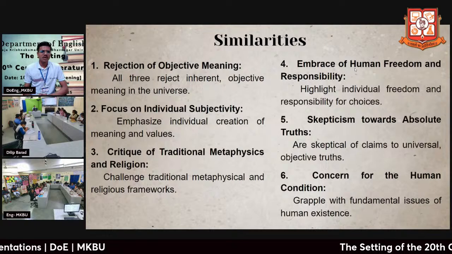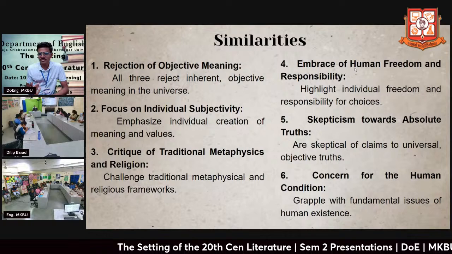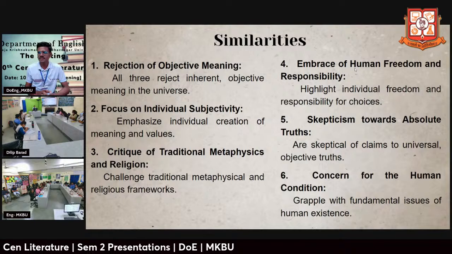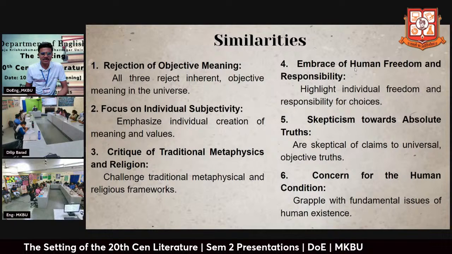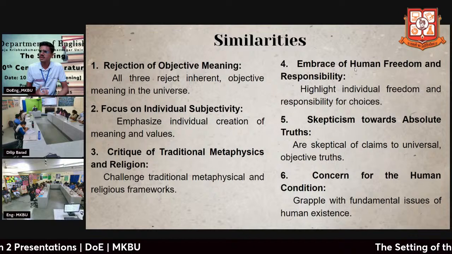Now, what are the similarities we find in the three philosophical concepts: nihilism, existentialism and absurdism? Rejection of objective meaning: the universe is meaningless, life is meaningless, the three major concepts are based on that idea. Focus on individual subjectivity: we have to create our own meaning, the individual has to believe whatever he wants to believe. Critique of traditional metaphysics and religion: the three concepts do not believe in traditional religion.